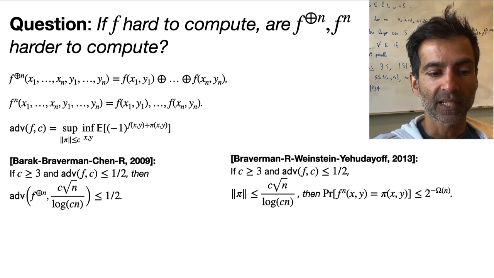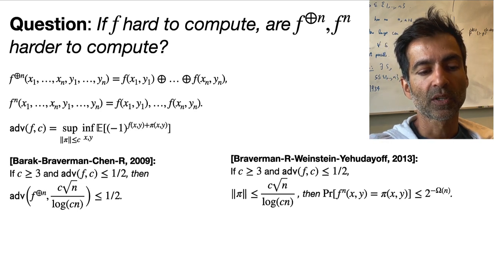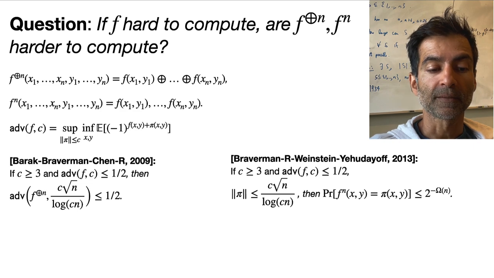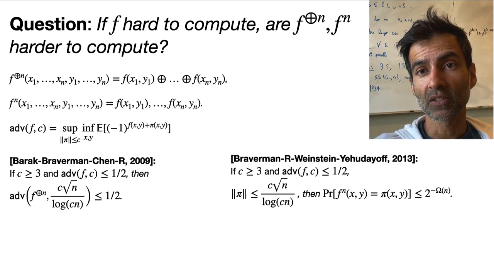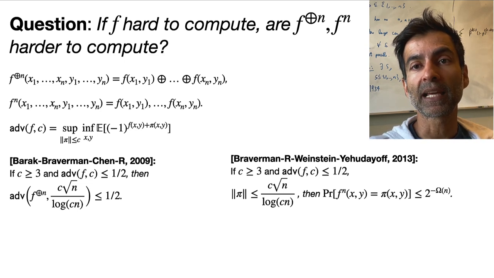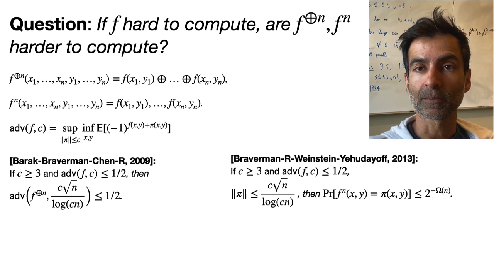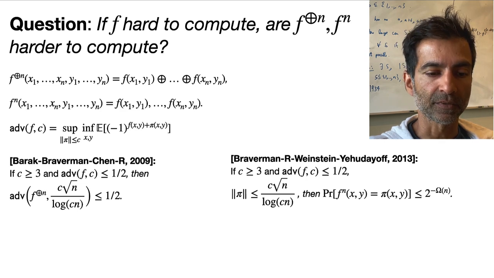So that was proved in 2009, and then 4 or 5 years later, in joint work with Braverman, Weinstein, and Yehudayev, we proved that the advantage is exponentially small for a similar setting of parameters, at least for f to the n. So if you want to compute n copies of f, then the advantage drops down to exponentially small. And the bound on the communication is the same as before.